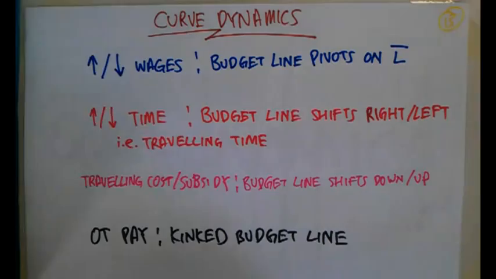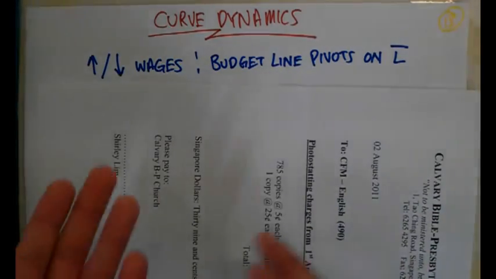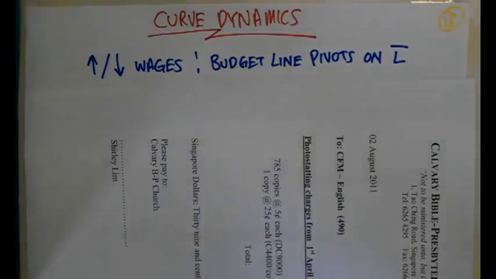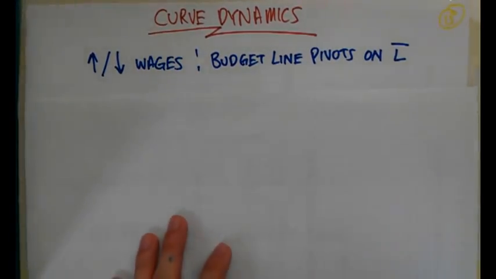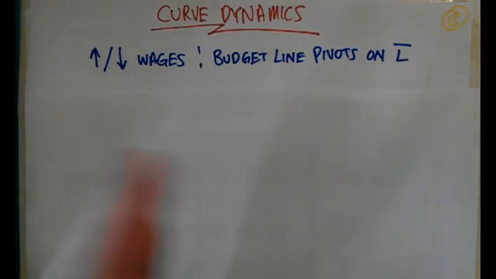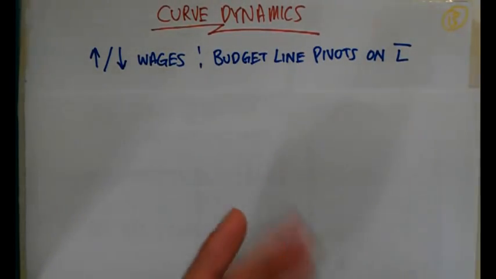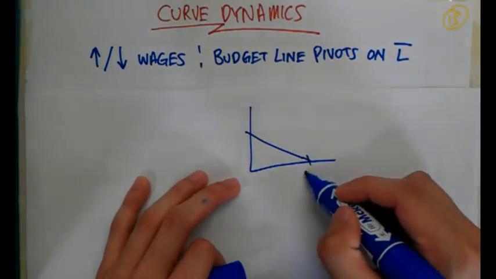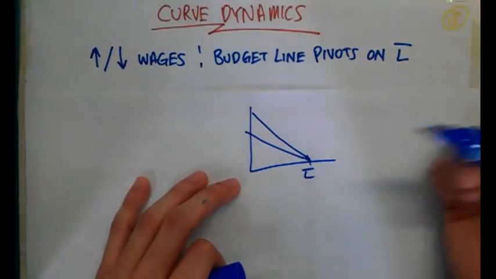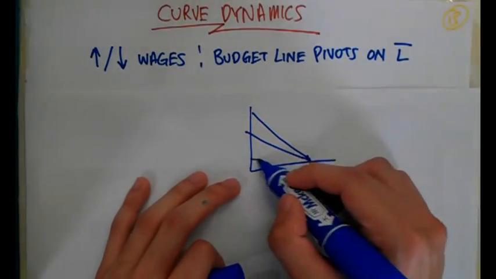So I'm just going to give you four pointers, four possibilities that can happen. We look at the first one first: increase and decrease in wages. This one we went through already. There will be a pivot of the budget line along L bar, remember? If this is L bar and my wages increase, I'm going to go like that. If my wages decrease, I'm going to go like this.